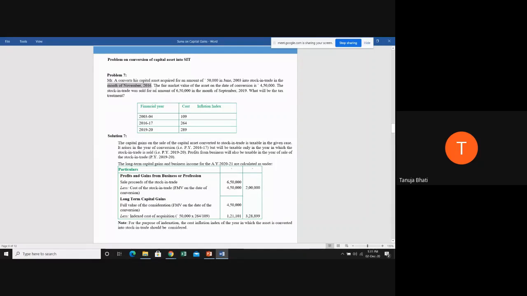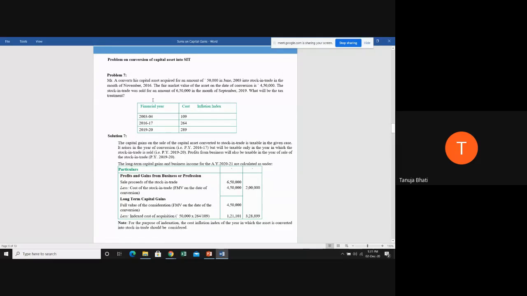Is this clear? Yes, ma'am. Okay. Now the fair market value of the asset on the date of conversion, on November 2016, was 4,50,000. And the stock in trade was sold for an amount of 6,50,000 in the month of September 2019. What will be the tax treatment? And they have given you the cost inflation index of different years which will be required. Usually this will be given in every problem, but if they have not given, they will provide you the indexes.